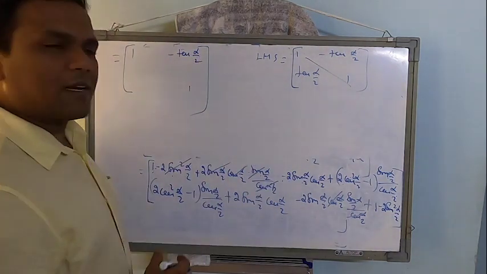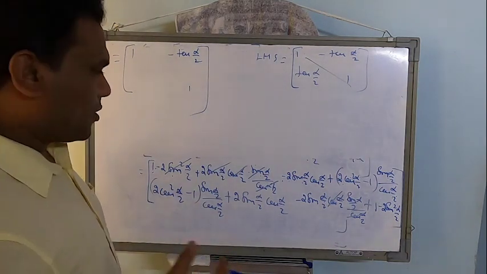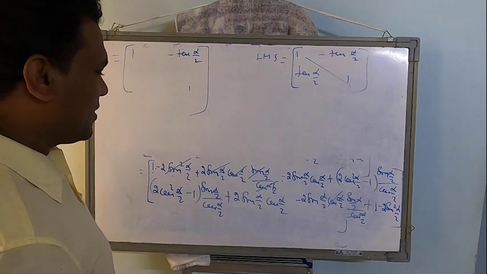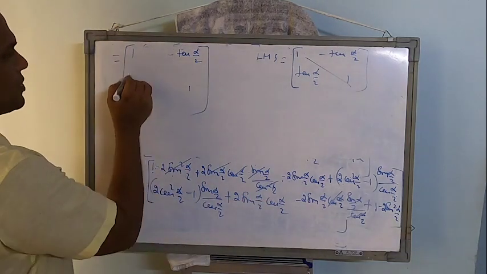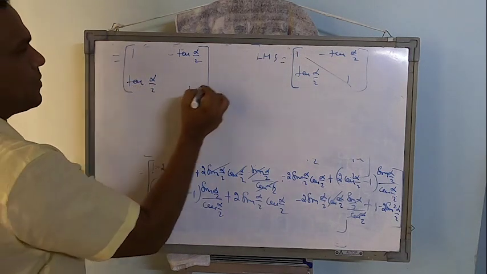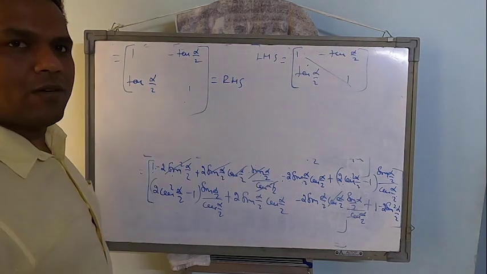A bit of simplification is required once you do the product, okay? And you should be ready with your trigonometric formulas, otherwise this can never be done. I told you trigonometry will keep saying hi every time, right? So once again you can just simplify these two. This will give me tan alpha by 2, and that's my RHS. Notice LHS will be equal to RHS.